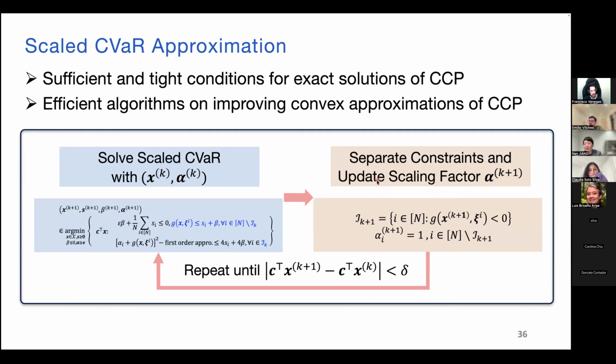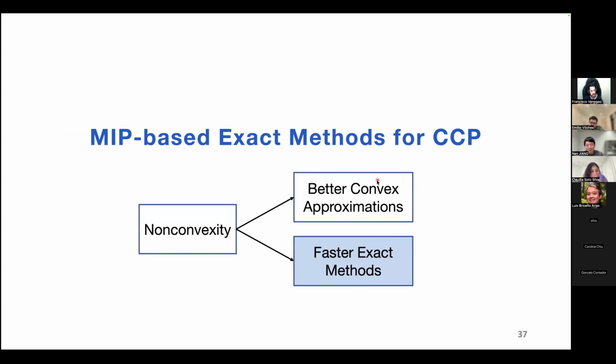So I still have some time. The next story is, remember back to the picture here, we still have another part, which is how we can use those convex approximations to help us speed up the exact method. So I'm going to show you very quickly how we can use the scale CVaR as a kind of heuristic.